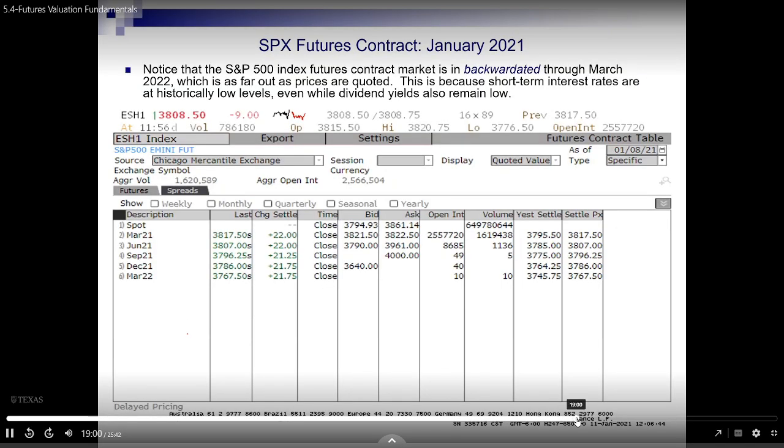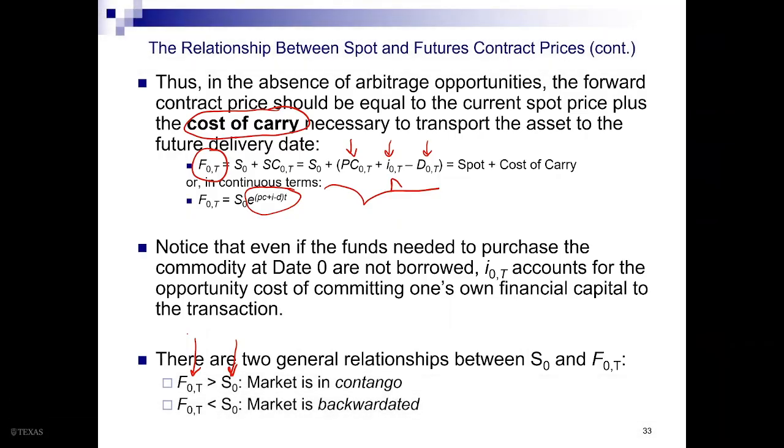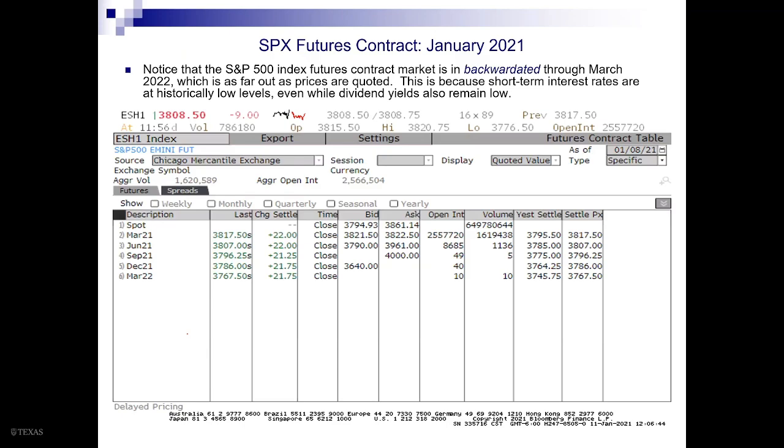A backwardated market, on the other hand, would be one where the futures price is set below the spot price. So if we take a look at the data for the S&P 500, remember the spot price, if we just use the midpoint of the bid-ask spread that's quoted here, is about 38.28.